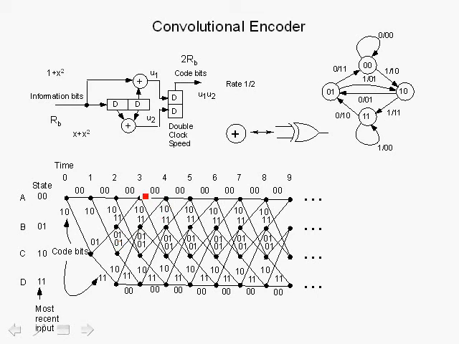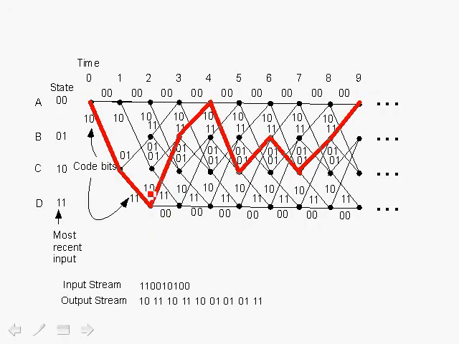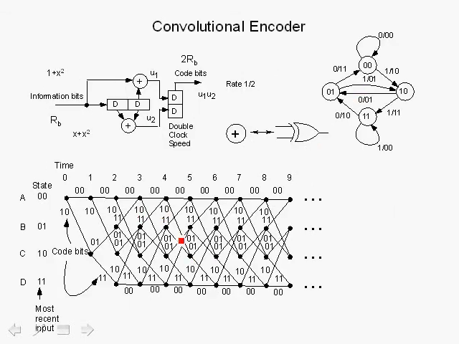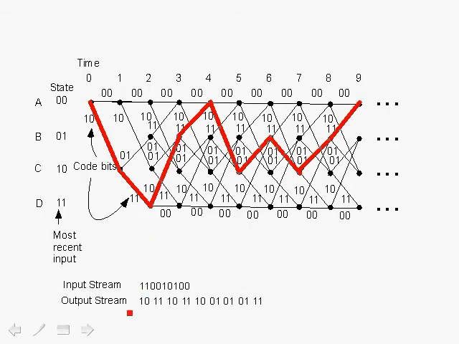Now, to highlight the value of the trellis diagram, let's take a look at the next diagram. Here we're showing the trellis diagram, the same one we showed before, right over here. And we have an input stream. So this is very important. We have an input stream, which is we're receiving a 1 followed by another 1 followed by 0, 0, 1, 0, 1, 0, 0. These are the inputs.